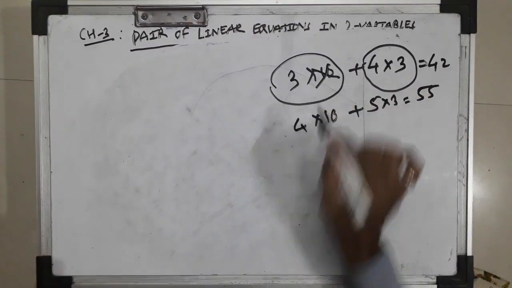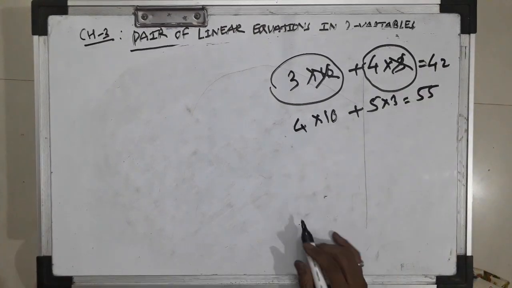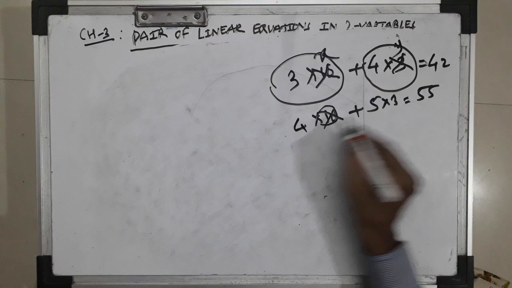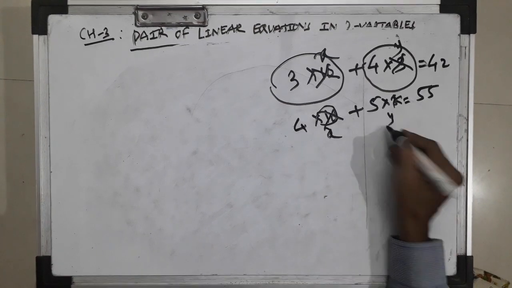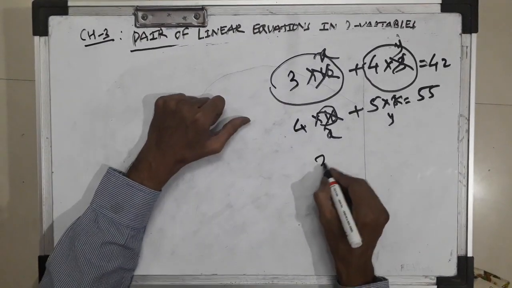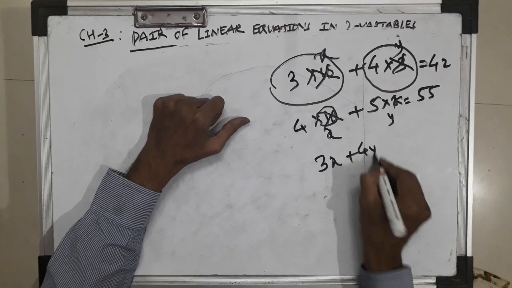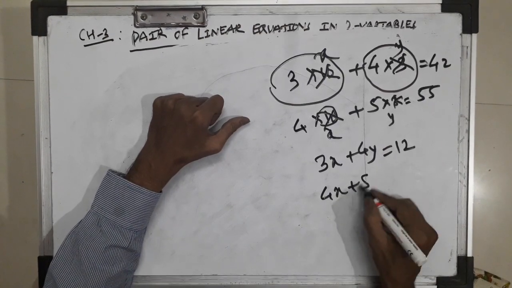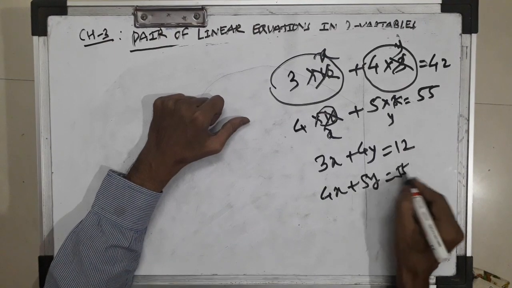We don't know the price of one pen. We don't know the price of one pencil. We are supposing this as x and this as y. What are the equations we form then? 3x plus 4y is equal to 12 and 4x plus 5y is equal to 55.